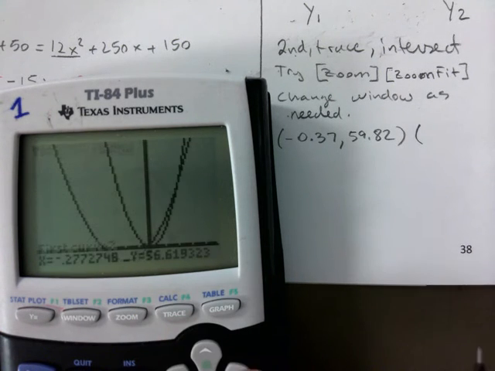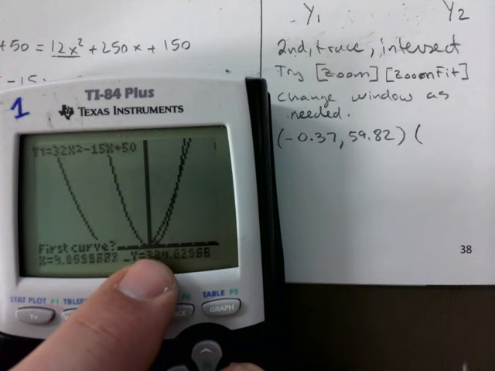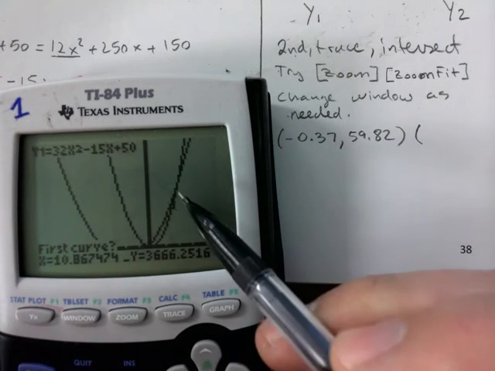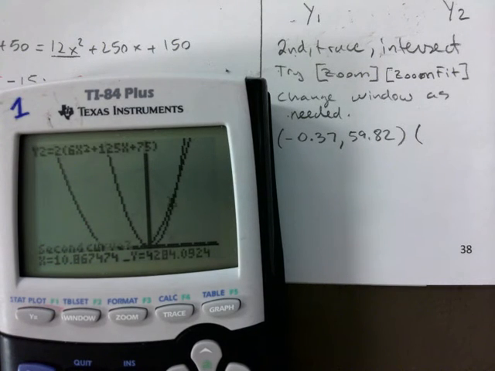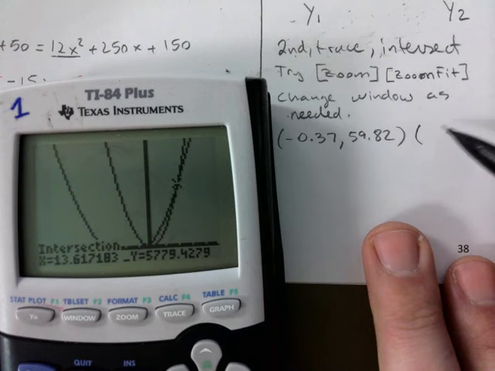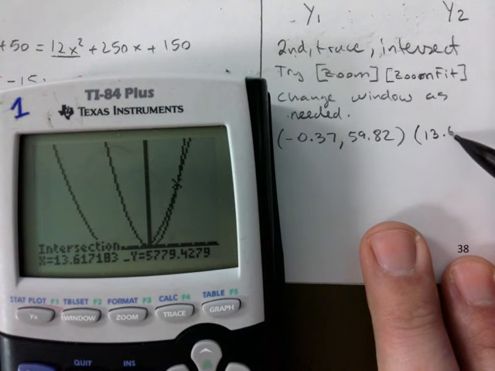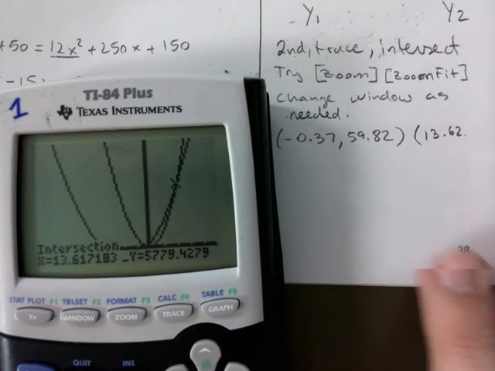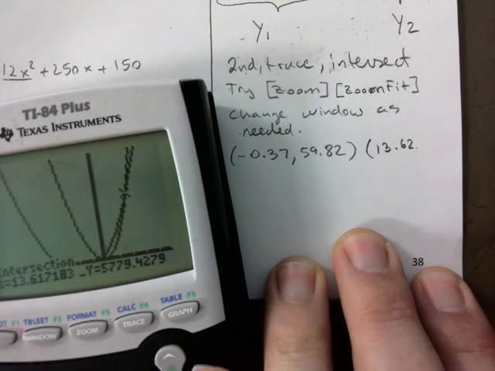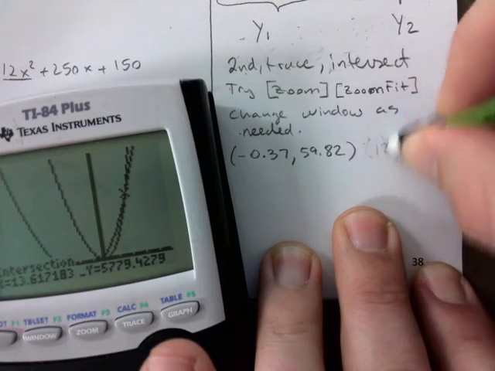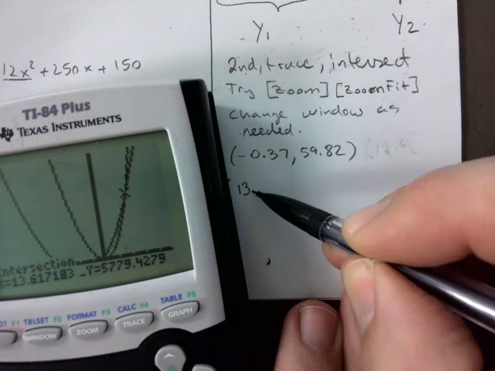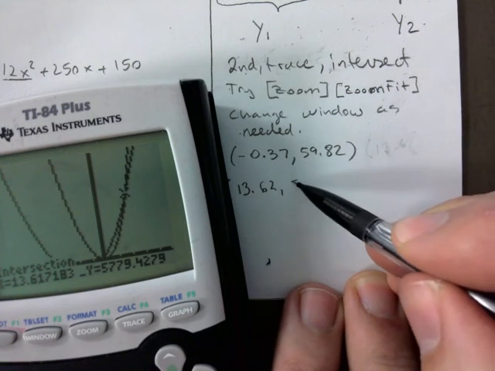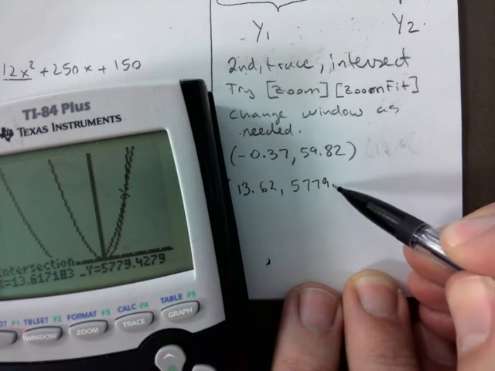And let's find the other one. Second trace 5. I'm going to go further up the curve where they meet again, right up here. Just get close enough. Enter, enter, enter. And that's 13.62. Okay. I'm running out of room there, so I'm going to go 13.62, 5,779.43.